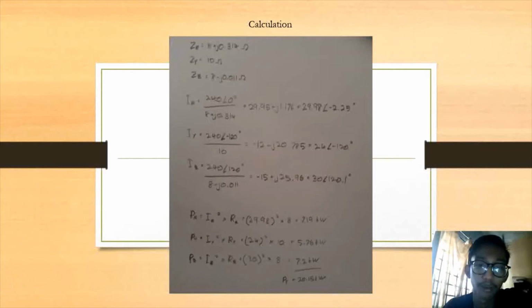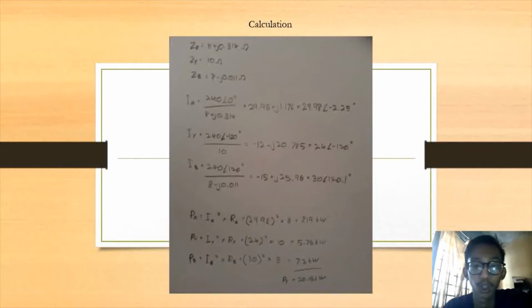240 at 0 degree over 8 plus j0.314. So we got 29.95 minus j1.176, and that indicates 29.98 at phase negative 2.25. To calculate IY, 240 at phase negative 120 degree over 10.